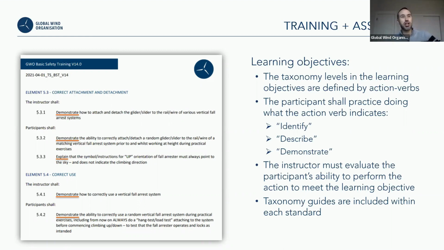So you see an example there: the instructor shall demonstrate how to attach and detach the glider to the wire system. And then it says the participant shall basically do the same thing, and then also explain. So that's a lower level learning objective. The demonstrate was a performance objective. The explain is a knowledge objective of how or why it is important that the up orientation of the fall arrestor must always point to the sky. And every one of the standards actually has a guide on what these taxonomy levels are and what the difference is between a demonstrate or explain, how they fall in the level of engagement of the participant.